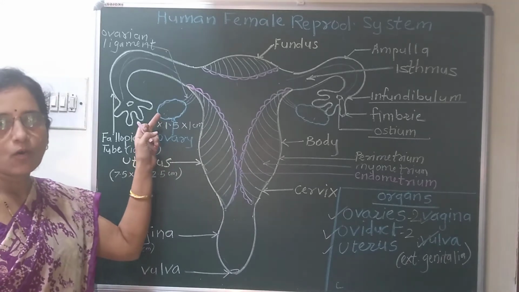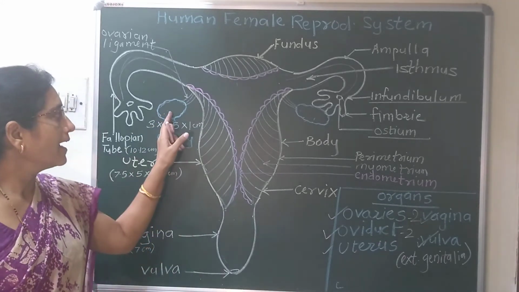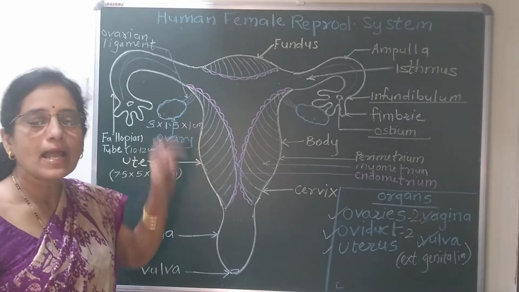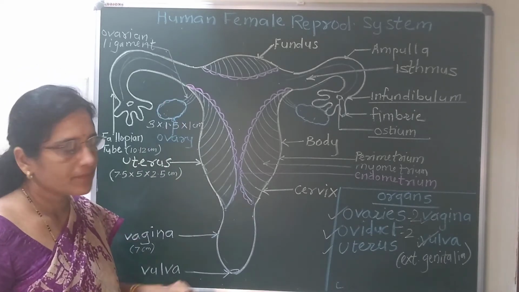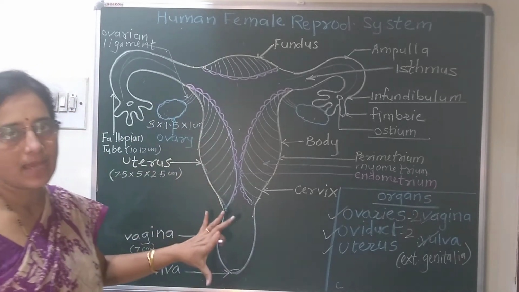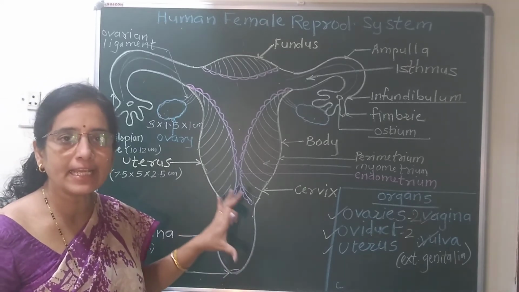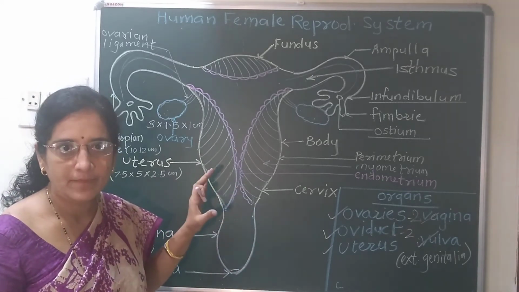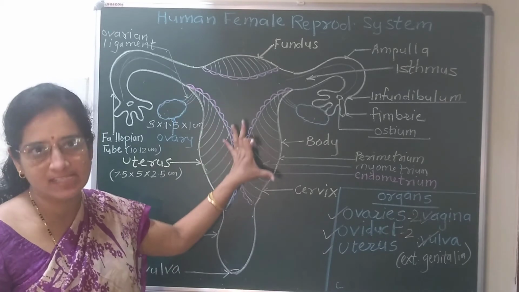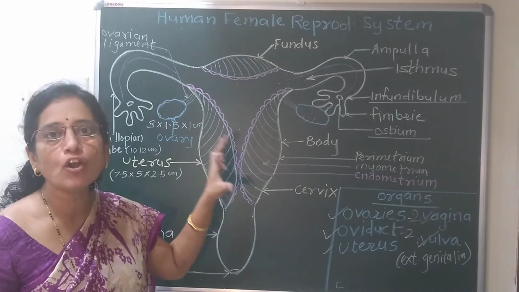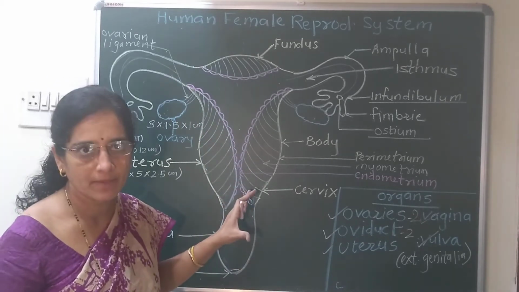Ovary. Ovaries are egg-like, almond-shaped structures. This complete system, as I told you, is present in the pelvis region. It is fixed in the pelvis region by a fold of mesothelium.